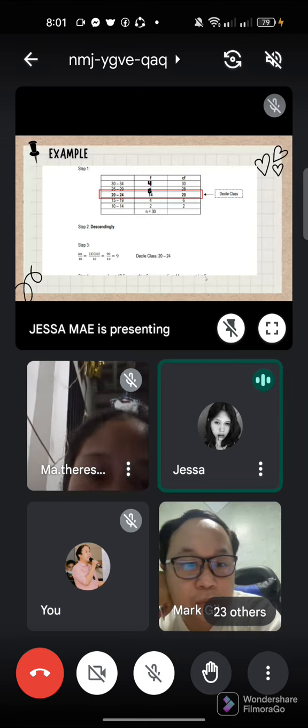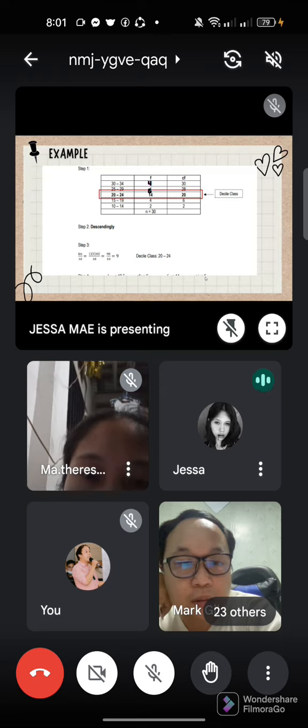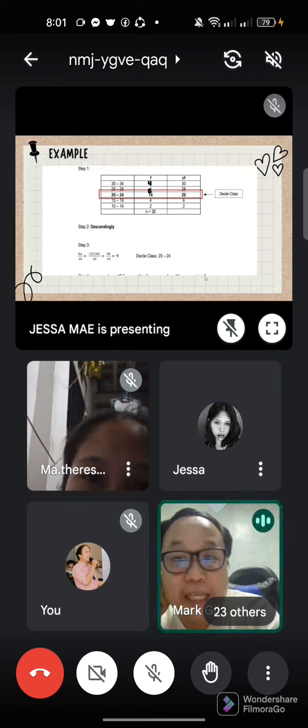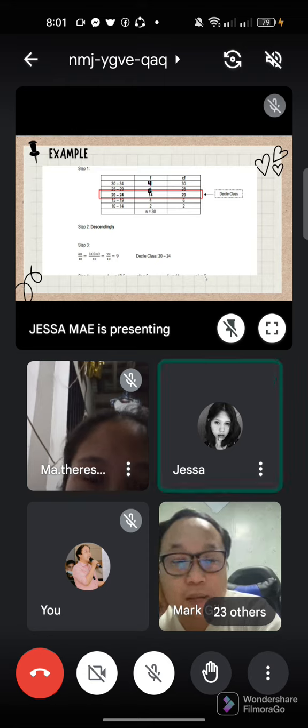So, our decile class, mabibilang po siya sa 20 to 24 dito po. Makikita niyo naman po sa frequency table, the value of our decile class is nasa 20 to 24 po siya. Okay, sige, go.